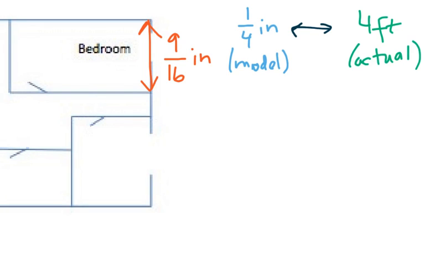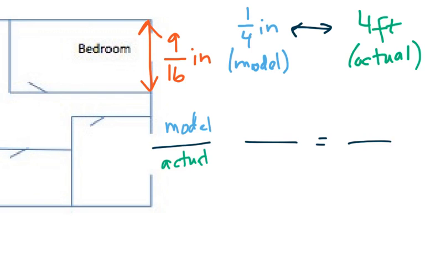We begin with the information that in this model, 1/4 of an inch represents 4 feet in the actual apartment. And when we measure the bedroom, which is the only part we care about right now, we find that it has a length of 9/16 inches. So I'm going to use this information to create a ratio that might help me figure out which direction to divide or multiply by and how to use the information.